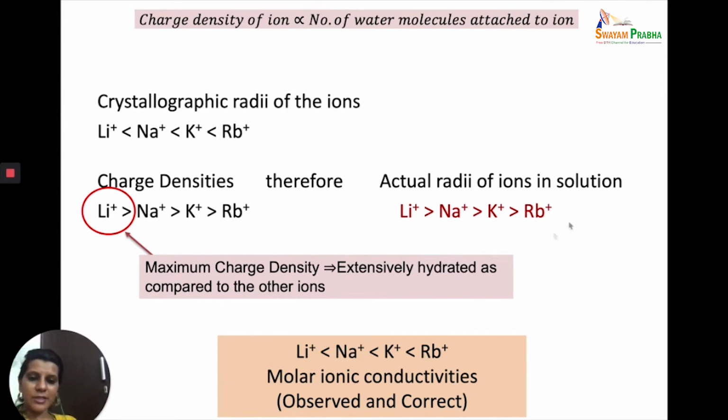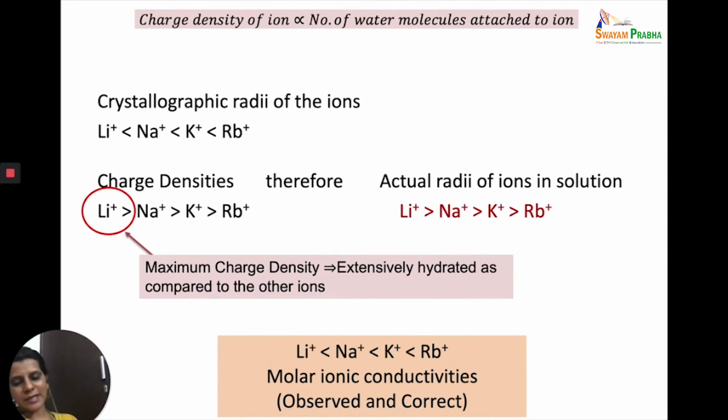If this is the actual radii of the ions in the solution, then the molar conductivity values are well explained, because if the ion radius is more for lithium because of the presence of solvent molecules or water molecules, then it has become bulky and will find it difficult to move through the solution. Therefore, its ionic conductivity is going to be less. And as the hydration is decreasing, the molar ionic conductivity will increase, which is what is observed and which is correct.